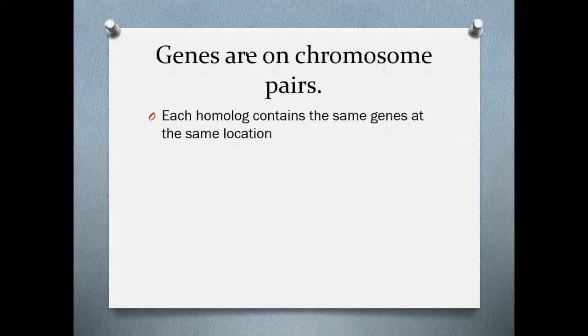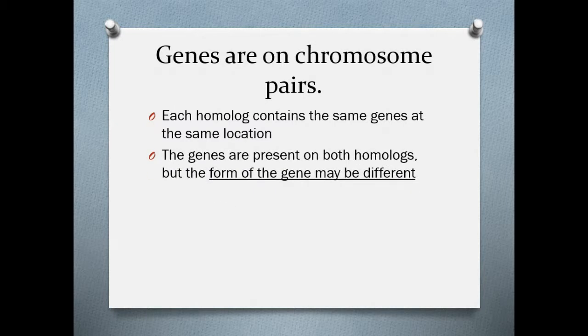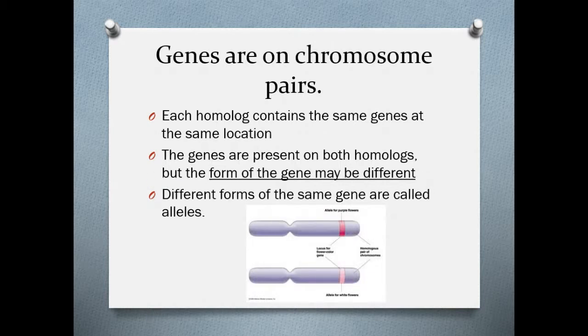Genes are on chromosome pairs. Each homolog, meaning each chromosome in a pair, contains the same genes at the same location. The genes are present on both homologs, but the form of the gene might be different. Let's take a look at this pair of chromosomes for a plant. Different forms of the same gene are called alleles.